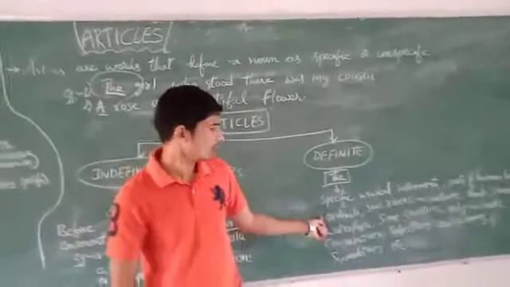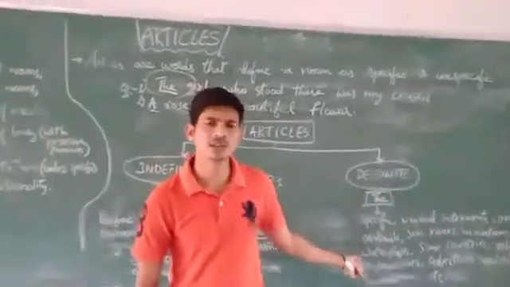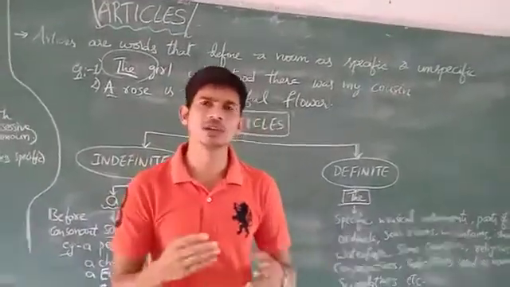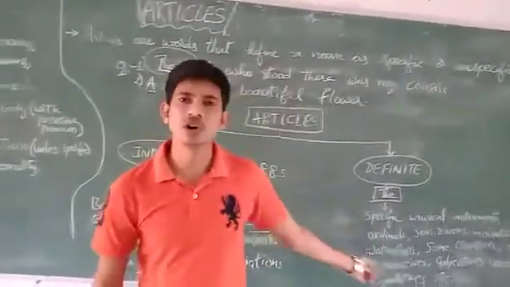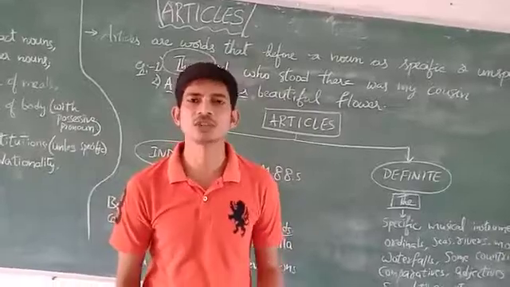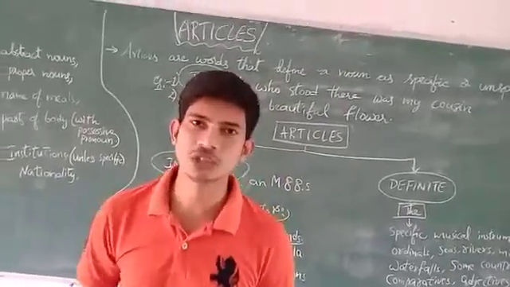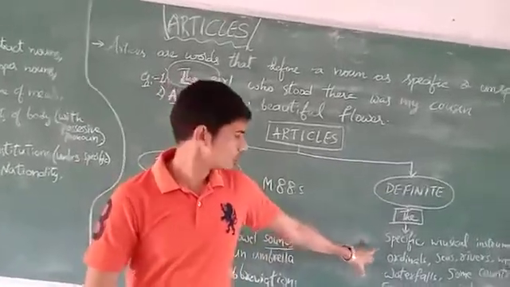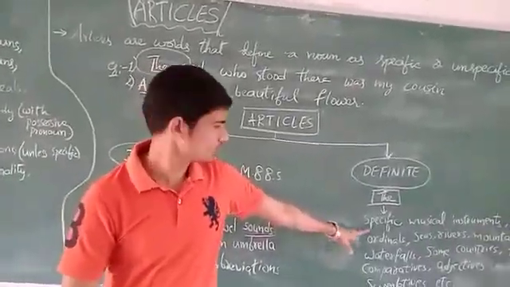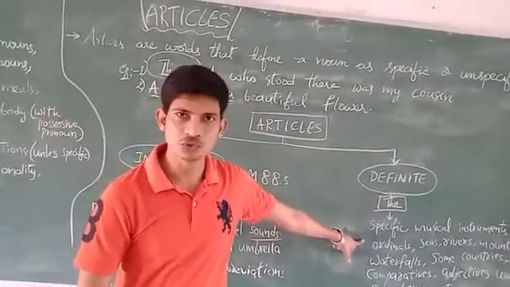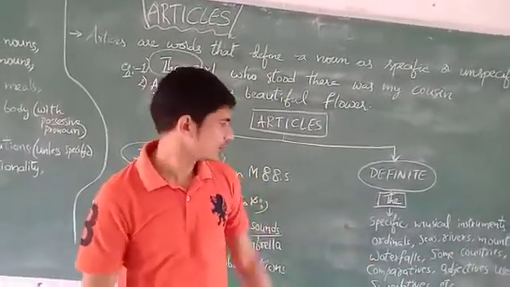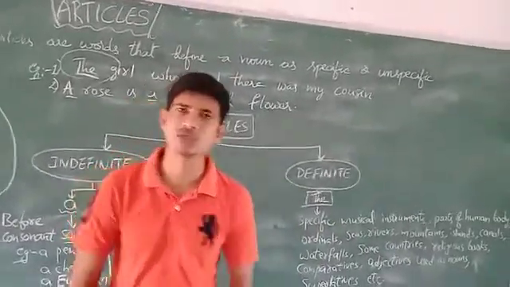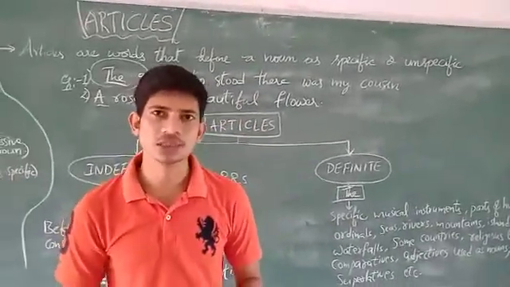Ordinals. What are ordinals? When common numbers are used to identify some specificity, we call them ordinals. For example, first, second. She stood first in the class. He came second in the class, like that. Those are known as ordinals. Before ordinals, we should use the definite article the. Also before the names of seas, rivers, mountain ranges, canals, and waterfalls, we should use the.